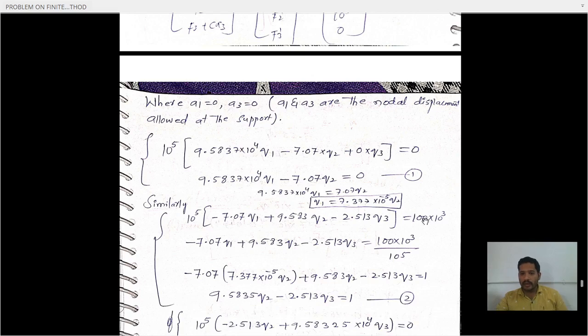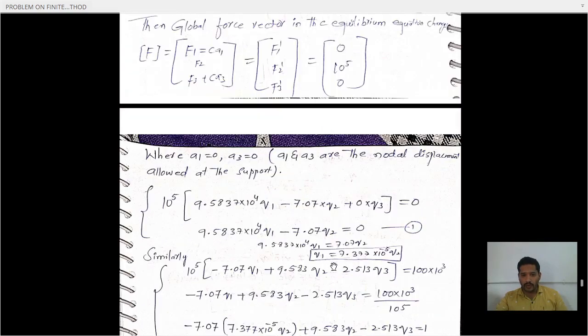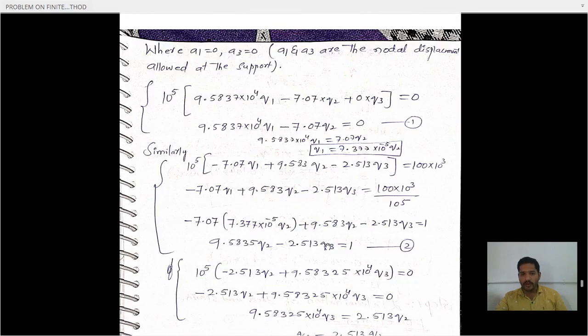Let us see, 100 into 10 power of 3. Minus 7.07 Q1 plus 9.583 as it is up to here, 100 into 10 power of 3. You just need to divide this value, then you will get the value of Q1. So if you observe in this equation, minus 7.07 as it is, instead of Q1 we have to put this value. Q1 is how much? 7.377 into 10 power of minus 5 Q2. We can substitute here, plus 9.583 Q2 is unknown, minus 2.513 Q3 equal to 1.